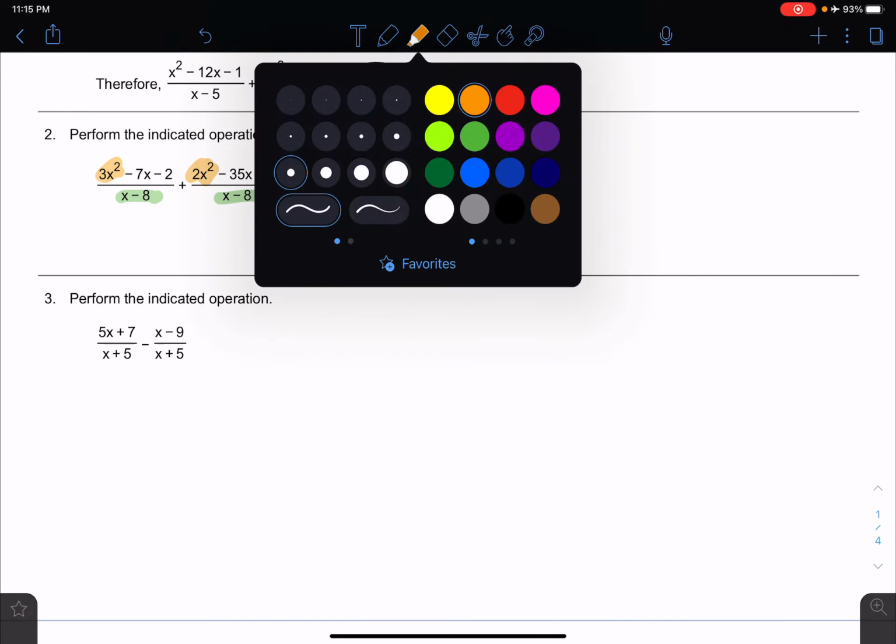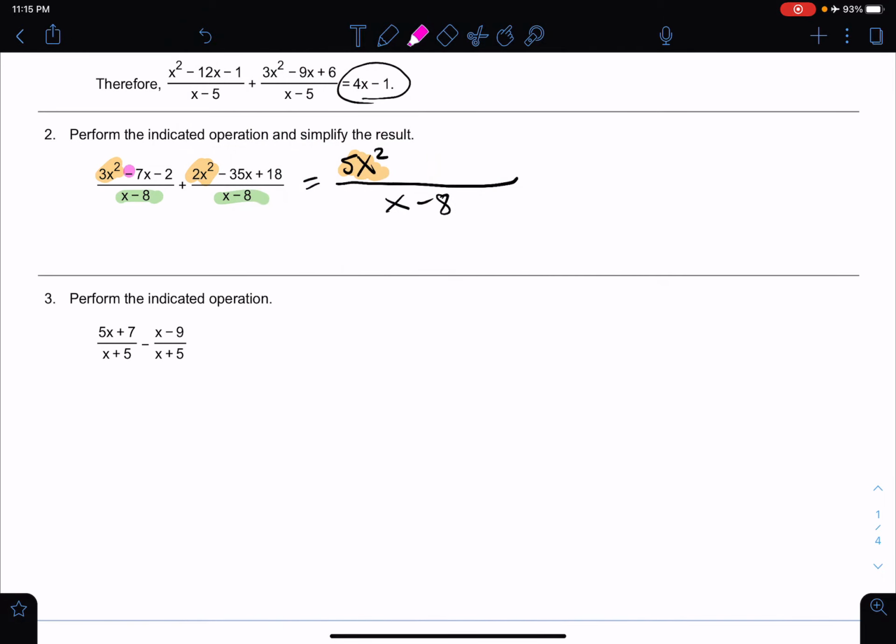And continuing going, we can see that we have a negative 7x minus 35x, and negative 7x minus 35x is a negative 42x. And finally, I've got a negative 2 plus 18, which gives me a plus 16. Okay, so we added. Now, we did the operation right here, which is addition, and then simplify the results. That's what we need to do now.